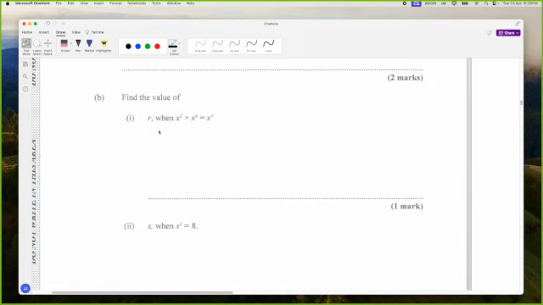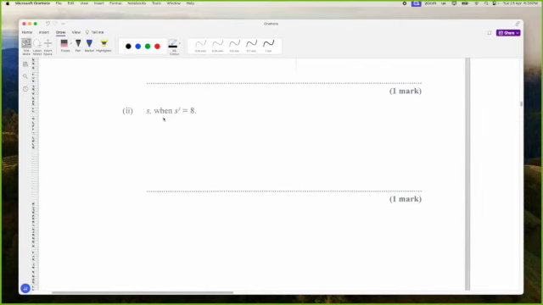Find the value of r. This is a laws of indices question. It's very small though. So x squared times x to the power of 6 is x to the power of r. When we are multiplying, we add. So 2 plus 6, you add the indices. These are your laws of indices, and that will be equal to r. Therefore, r is 6 plus 2, which is 8.